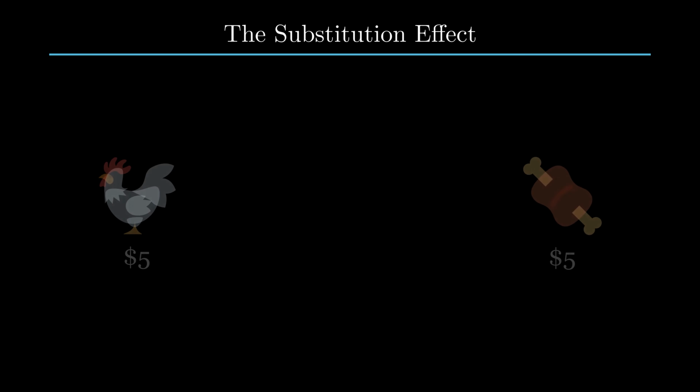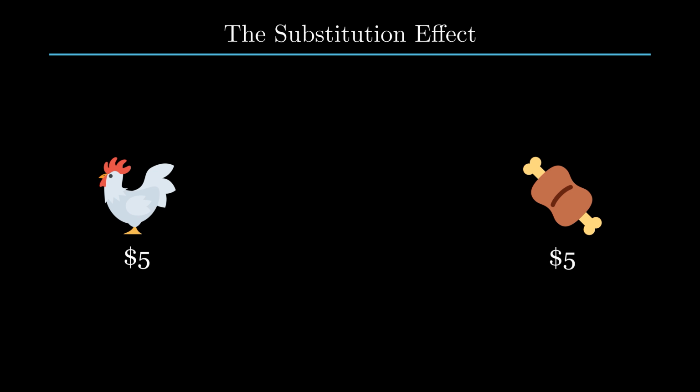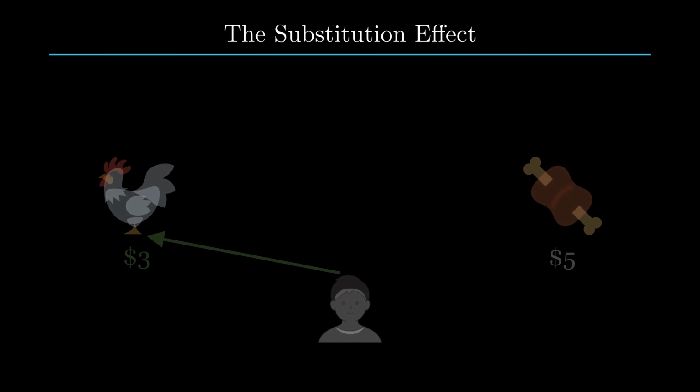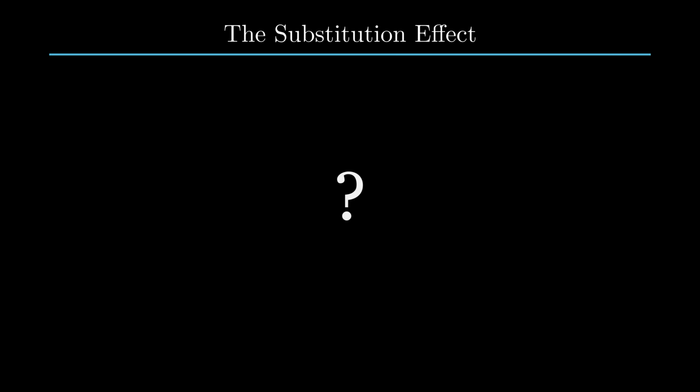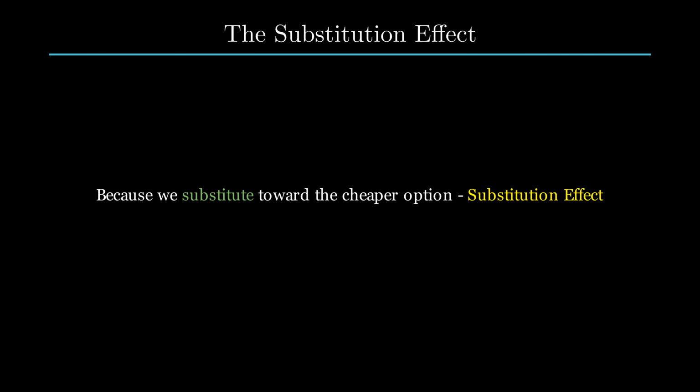The second reason behind the law of demand is the substitution effect. Imagine the price of chicken drops. People might buy chicken instead of beef. This is because of the substitution effect, which says that when the price of a good falls, it becomes relatively cheaper than alternatives, and consumers switch from the more expensive goods to the cheaper goods. So again, why do we buy more when the price falls? It is because we substitute toward the cheaper option.